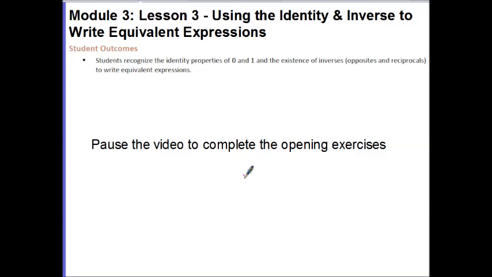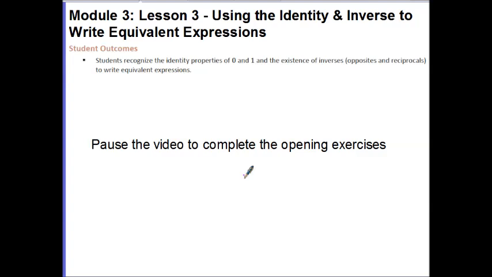Today's lesson is Module 3, Lesson 3, using the identity and inverse to write equivalent expressions. Your outcomes for today's lesson are students recognize the identity properties of 0 and 1 and the existence of inverses, which are opposites and reciprocals, to write equivalent expressions.